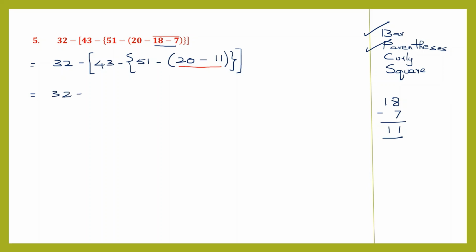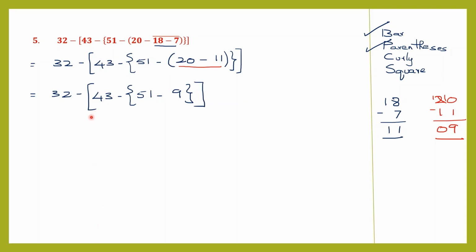32 minus, then we have the square bracket, 43 minus the curly bracket, 51 minus. Now let's work out what's within the parenthesis. So there we have 20 minus 11. So 20 minus 11, borrow. 10 minus 1 is 9 and 0, so we have 9. So 20 minus 11 is 9. Let's write it here and then the curly bracket and the square bracket. So we have removed the parenthesis.